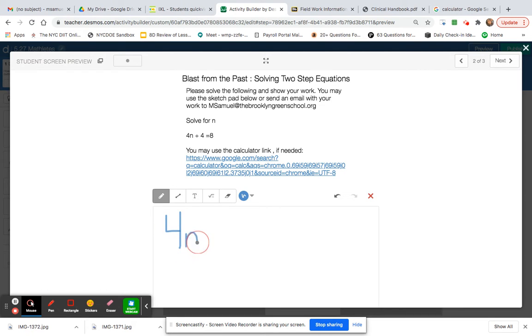We have 4n plus 4 equals 8. Okay, so remember, our goal is to isolate n, to get n by itself. Okay, so my first thing that I want to do in solving a two-step equation, I want to undo any addition or subtraction that I see.